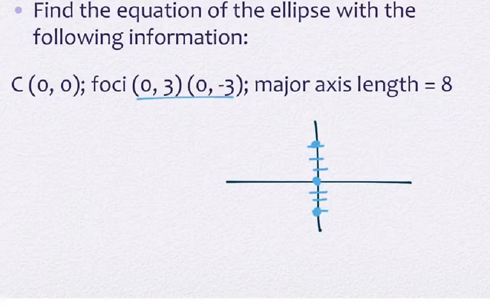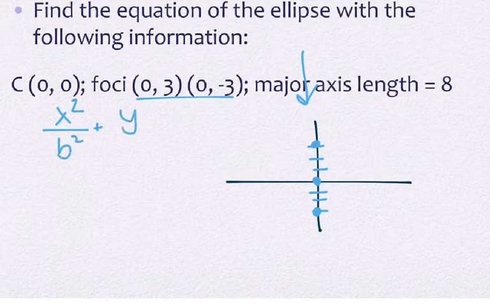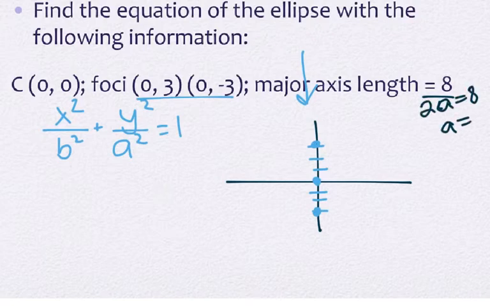So the fact that the foci are on the vertical axis is telling me that that's my major axis, and the a squared is going to go under the y. So it should be x squared over b squared, and then y squared over a squared. And then the major axis length being 8 means that 2 times a equals 8, so a is 4. So I already know this would be 16. So for my graph, I would go up 4 and down 4, and that's my a.